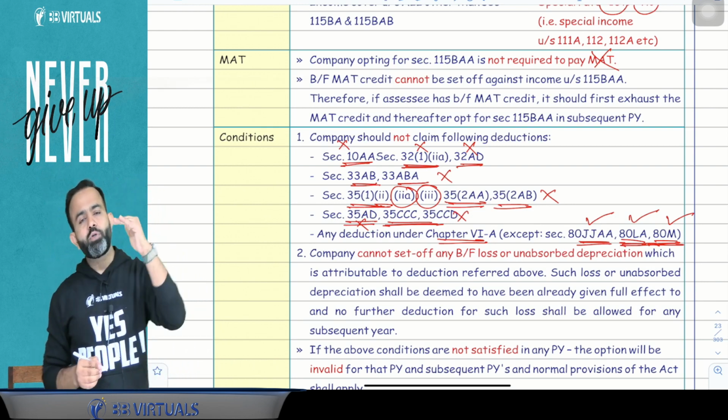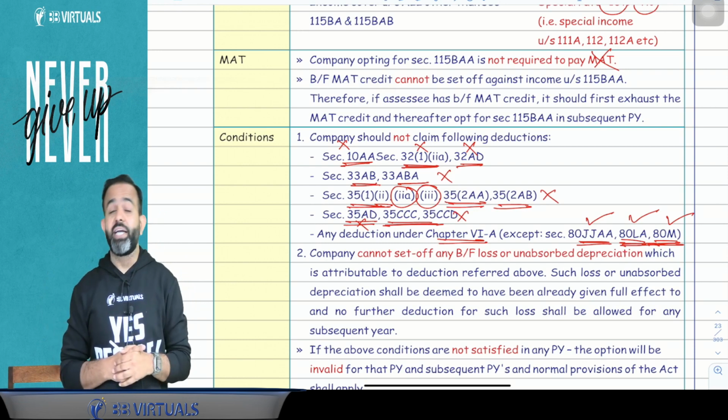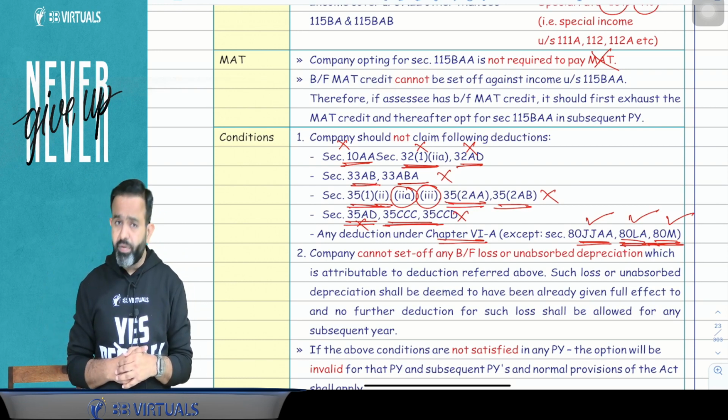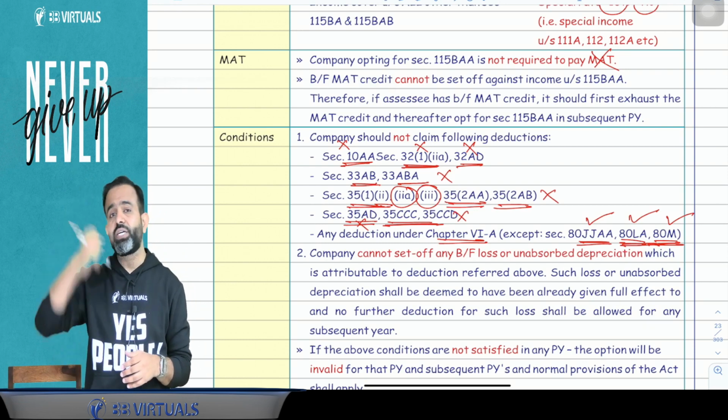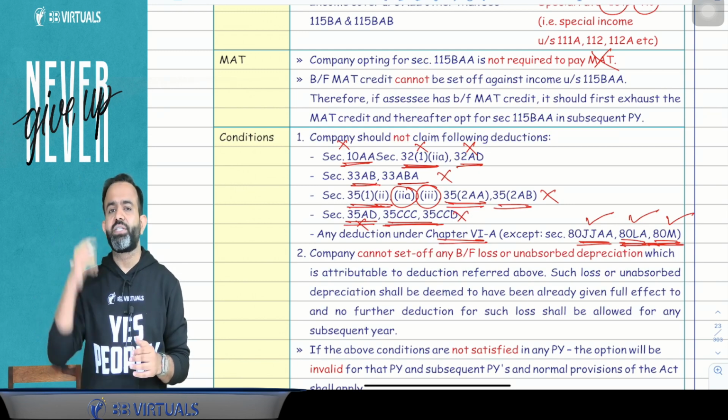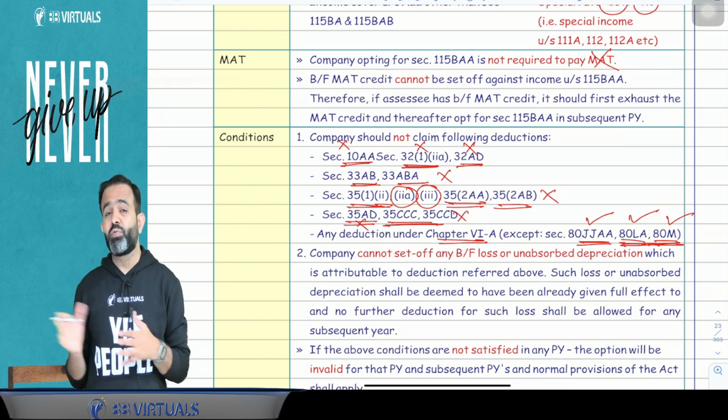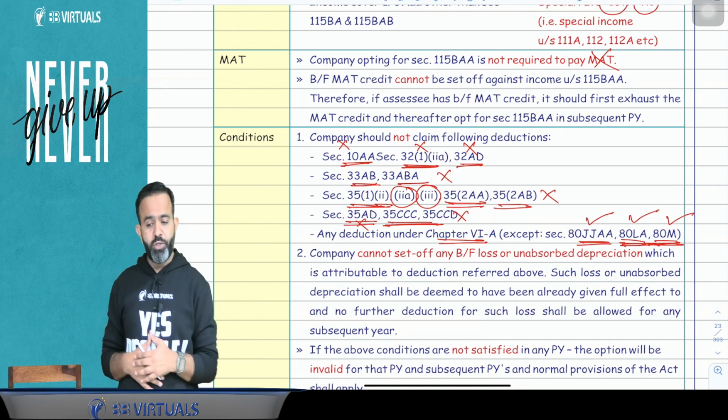One more point: suppose in our unabsorbed depreciation there is an additional depreciation. Then that additional depreciation has to be ignored. We cannot set off and carry forward that additional depreciation. You got my point or not?